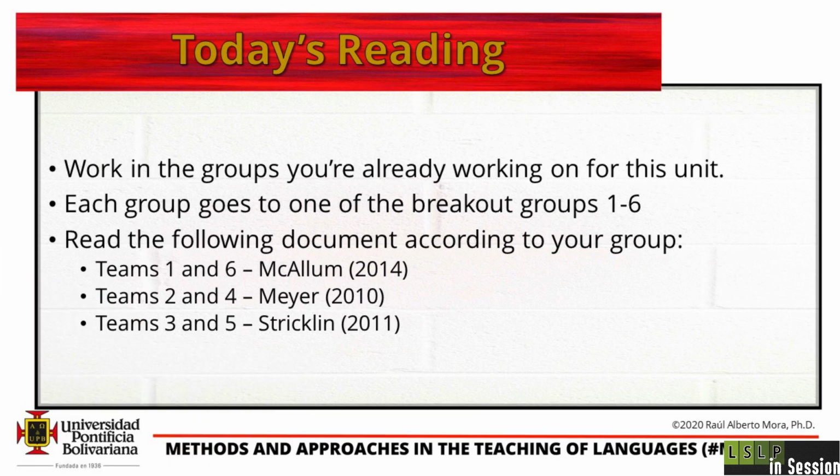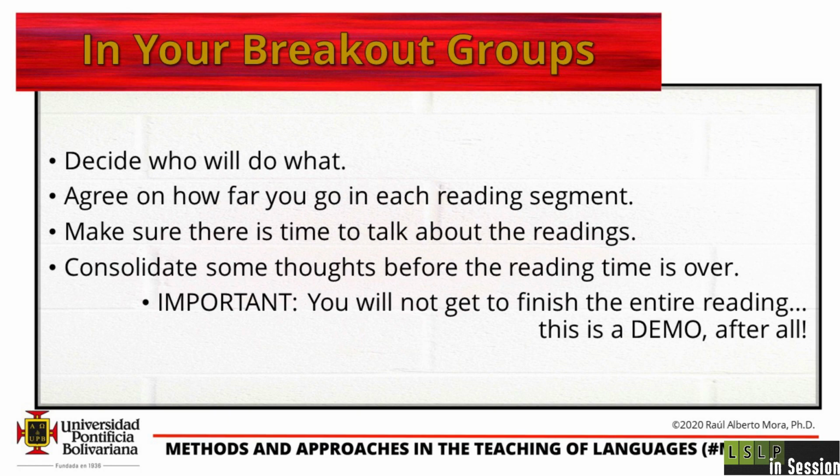So once you go to the breakout rooms, you decide on who's going to be doing what. The 3 or 4 of you focus on the top 4 because I think the teams are 4. If you have 5, then think of what the 5th person can do. Agree on reading one page at a time, or make decisions as a team. How far? Because you can read the whole thing. And make sure you have time to talk about the readings.